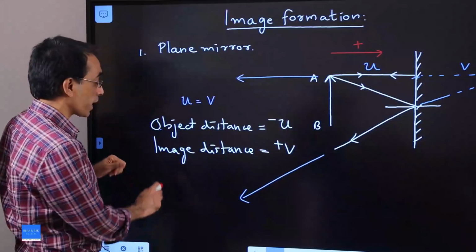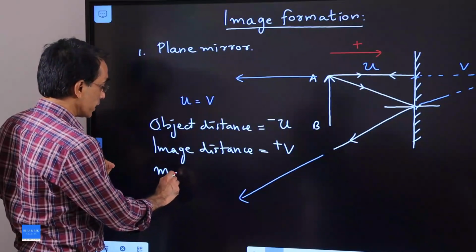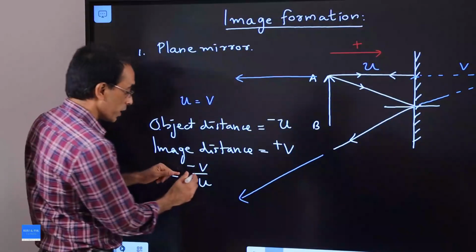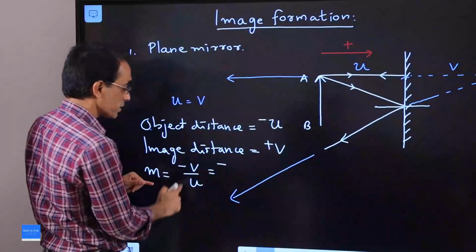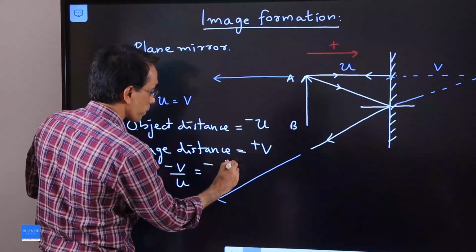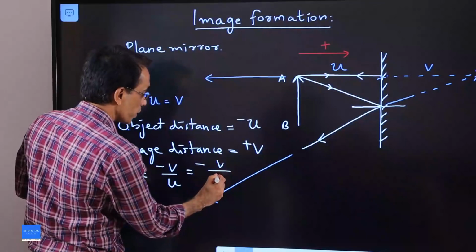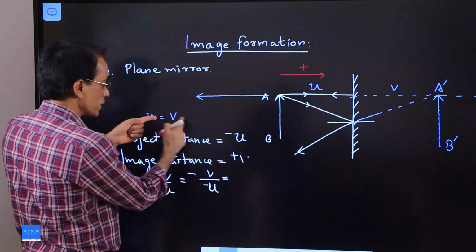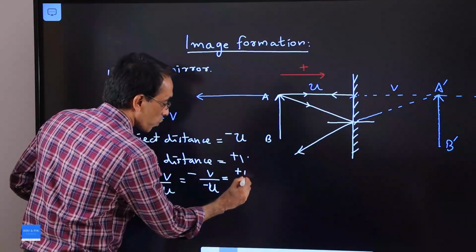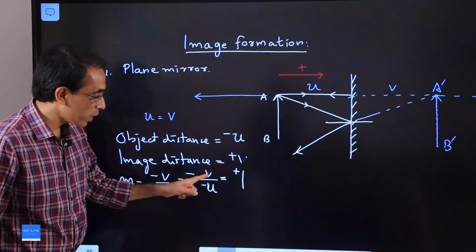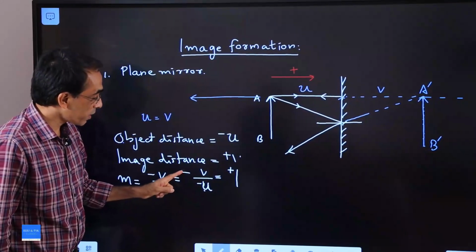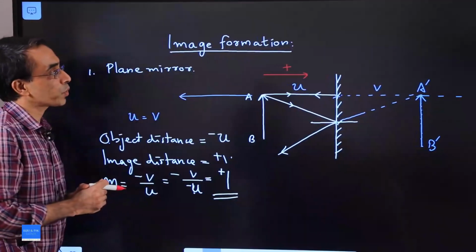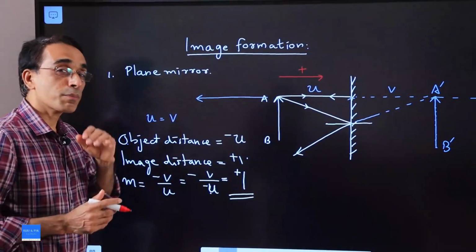We know magnification is given by minus V by U. So here what do you get? Minus V is plus V divided by U is minus U. So you will get a magnification. See, V is equal to U, this will give you plus 1. How did I get plus 1? Because the value of V and U are equal, and minus minus cancel, I will get plus 1. So you can say the magnification produced by a plane mirror is plus 1.